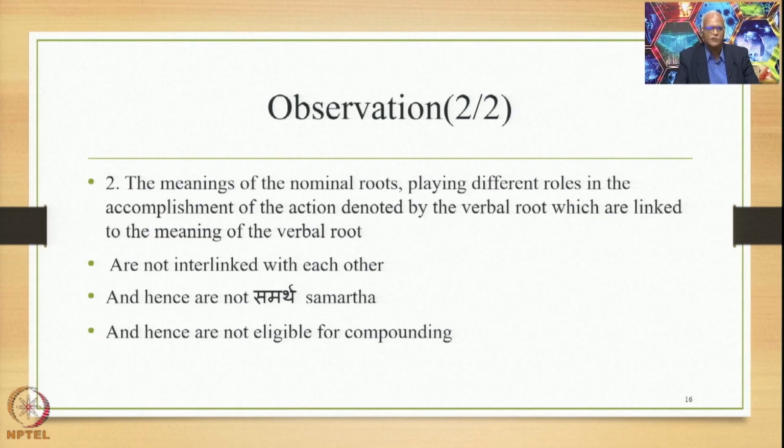The second observation is that the meanings of the nominal roots playing different roles in the accomplishment of the action denoted by the verbal root, which are linked to the meaning of the verbal root, are not interlinked with each other. I repeat, the meanings of the nominal roots Pitambaraha, Kashim, Rathena, Pujanaya, Prayagat, Kartika Mase, which play different roles in the accomplishment of the action, are also not interlinked with each other, and hence are not Samartha, and hence are not eligible for compounding. These are two crucial observations for us to make.